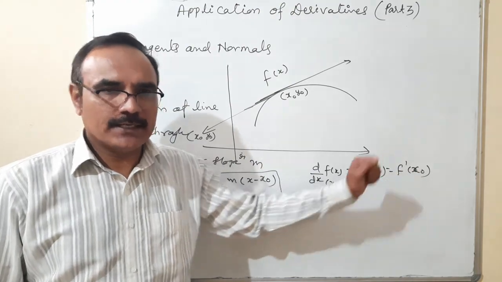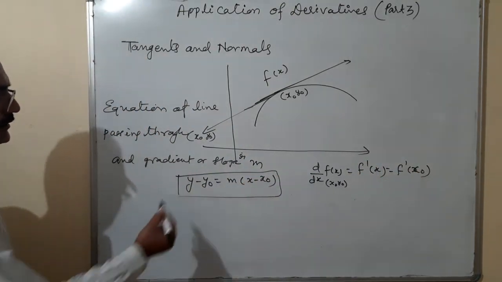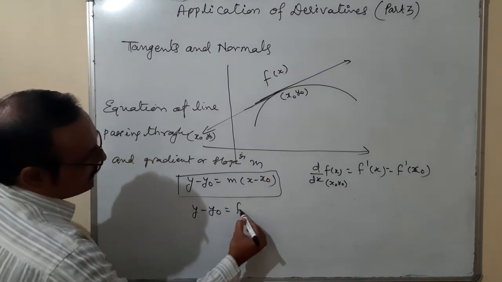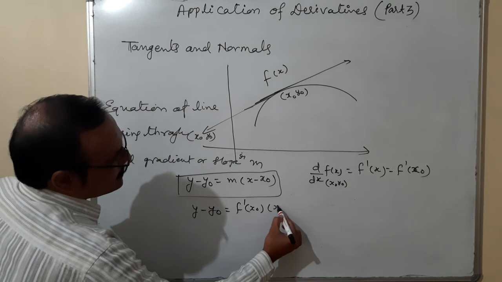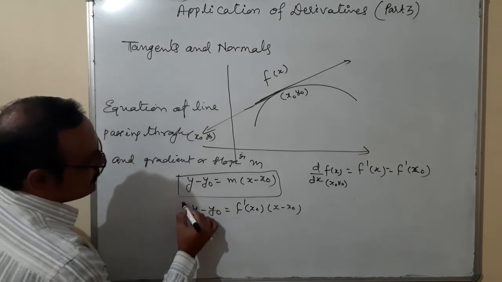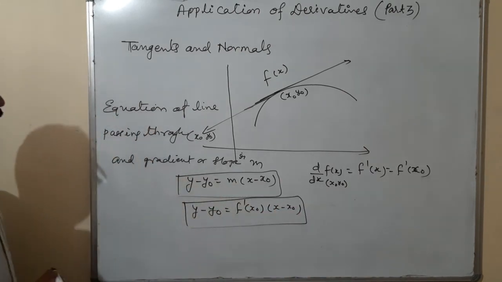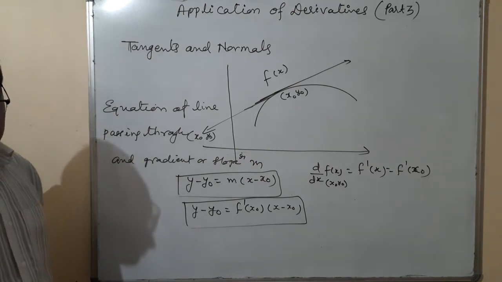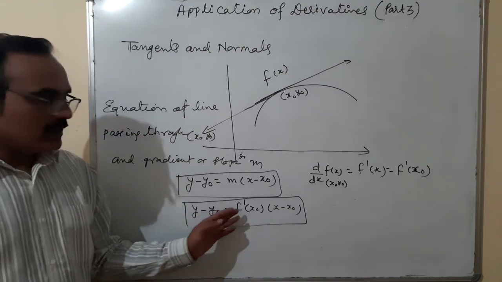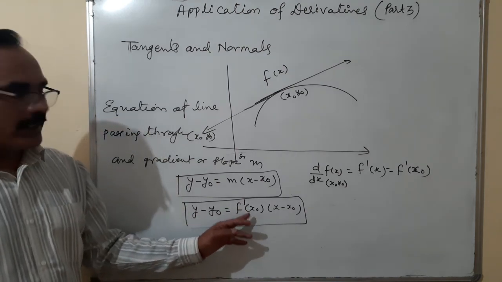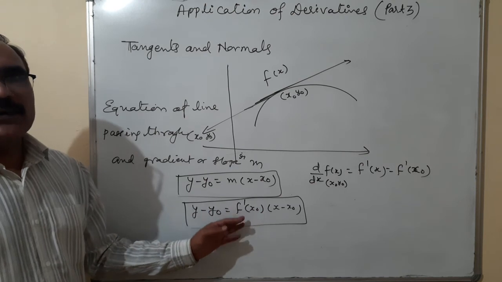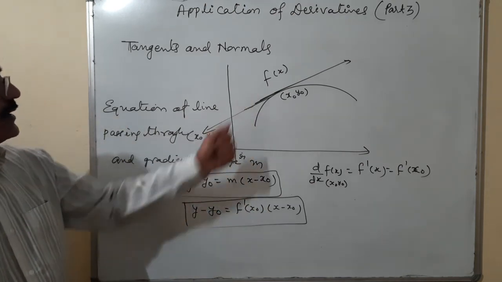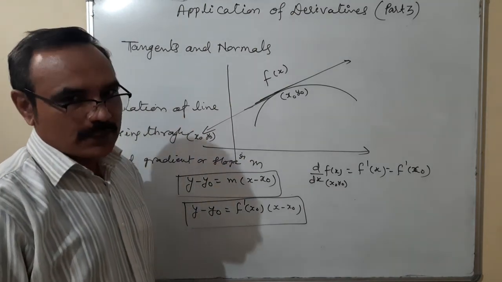This is also a gradient. So this m will be replaced: y minus y0 is equal to f dash x0 times x minus x0. What is it? It is the equation of the tangent. Y minus y0 is equal to the gradient or slope or tan theta, or the differentiated term f dash x0, times x minus x0. So this is the equation of the tangent.